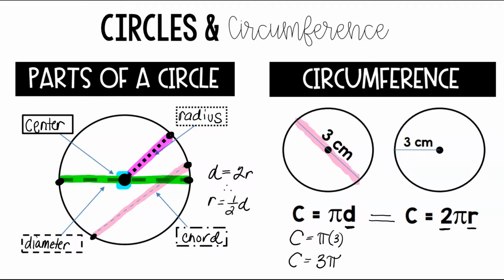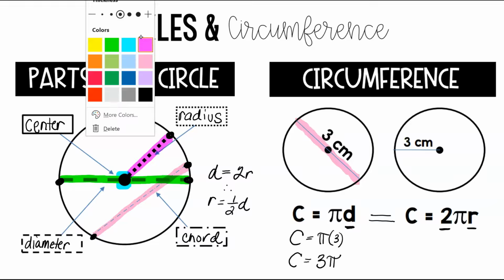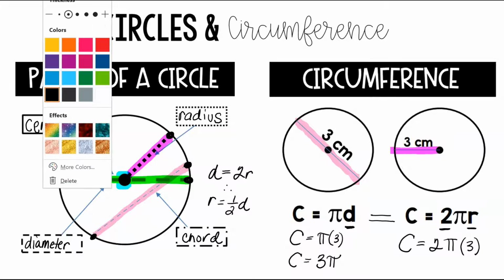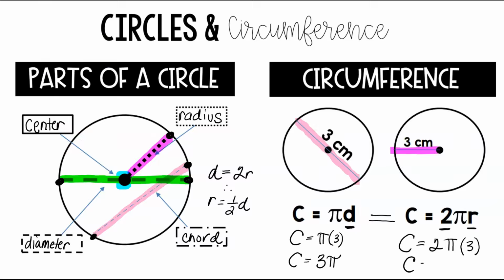In the second circle, the 3 represents the distance from the center to a point on the circle, so that is not the diameter. That is the radius. So in this circle, the circumference is 2 pi times the radius, which is 3. Then you would multiply the 2 times the 3, and you get the circumference is equal to 6 pi.